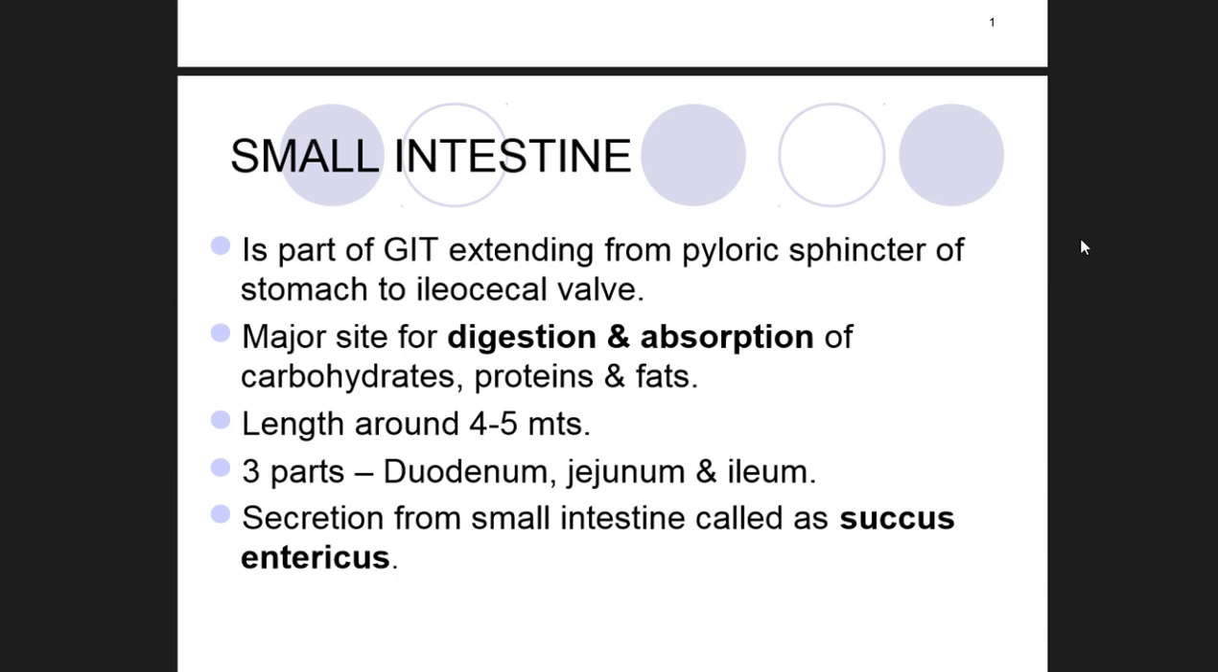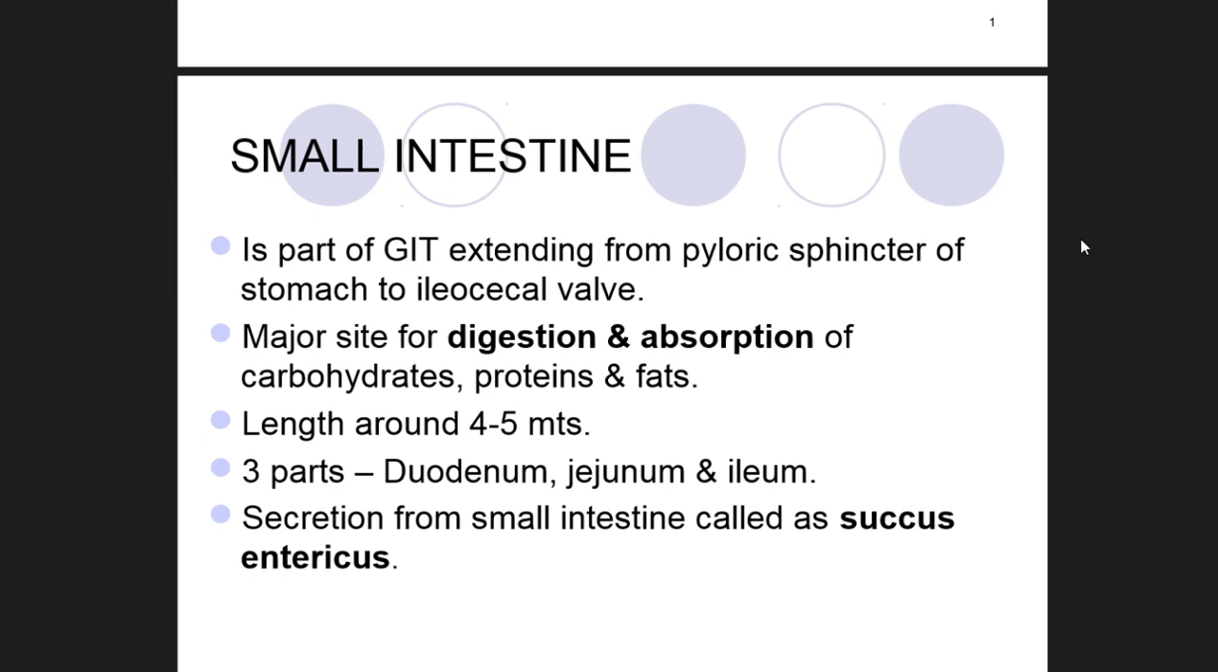With the intestine, they have to carry out the functioning with the secretion, which extends from the pyloric sphincter of the stomach to the ileocecal valve, where the major site is for the digestion and absorption of carbohydrates, proteins and fat. With respect to the enzymes present in the other juices, which are important to carry out the process of digestion and absorption of different foodstuffs, means carbohydrates, proteins and fats.